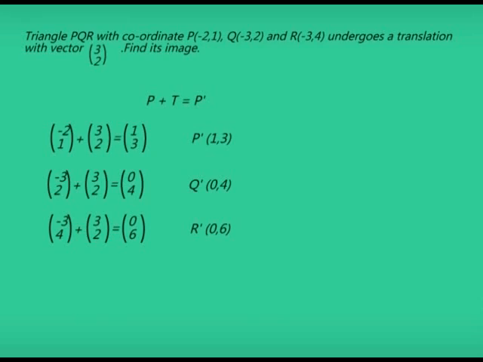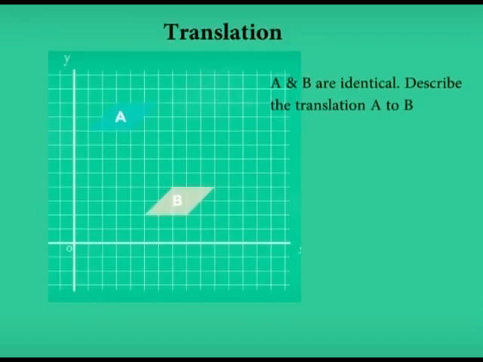Given an object and its image, we can find the translation vector. Shapes A and B are identical. Describe the translation of shape A to B. What we do is pick a single point again and then track how far down it has moved to shape B.